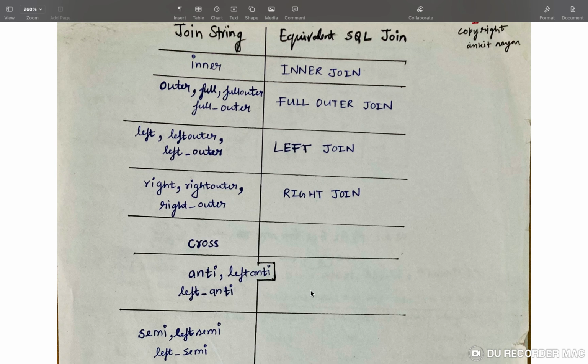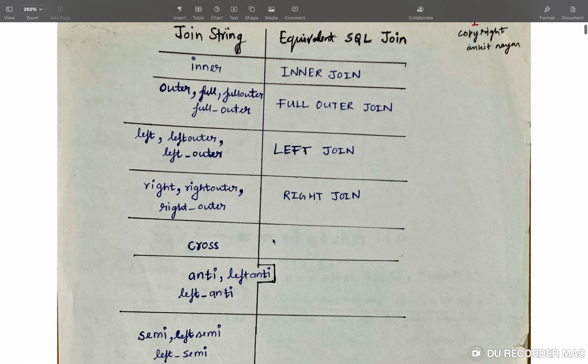So here in this lecture we are going to discuss joins in PySpark. Before starting I want to say a quote: you don't have to be great to start, but you have to start to be great. So let's start.